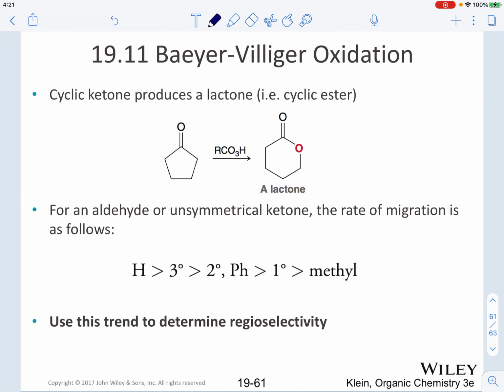Now, when it comes to the Baeyer-Villiger oxidation, if we have a cyclic ketone, understand that because our ketone is cyclic, what that is going to produce is a cyclic ester, and a cyclic ester specifically is known as a lactone. For an aldehyde or an unsymmetrical ketone, the rate of migration goes as follows. As you can see, hydrogen is higher than tertiary, higher than secondary, phenyl, then primary, then methyl. So understand that you have to use this trend to determine the regioselectivity for that oxidation.